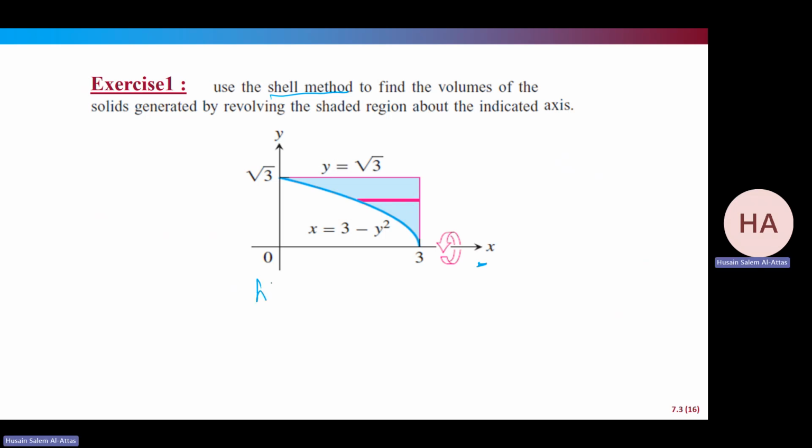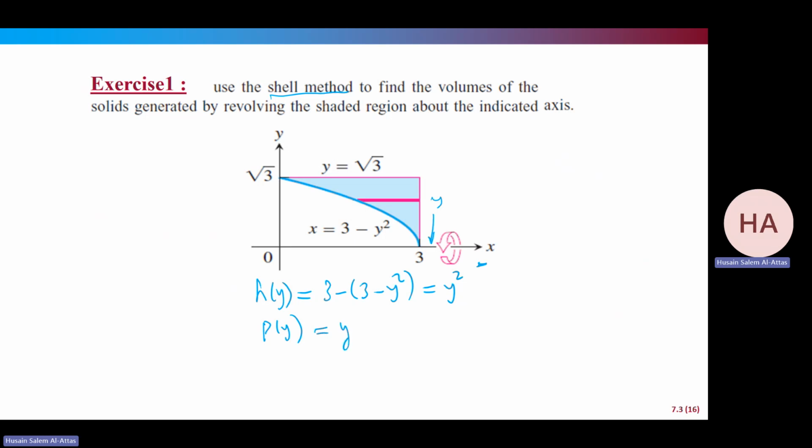So what will be h of y? Things will be in terms of y. H of y will be the line minus the function. So it will be 3 minus 3 minus y squared, and that gives me y squared. And what will be p of y? If I make this y, what is the distance? It will be y minus 0, which is y.